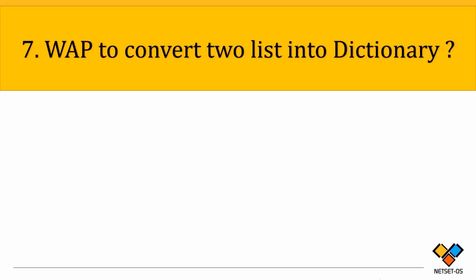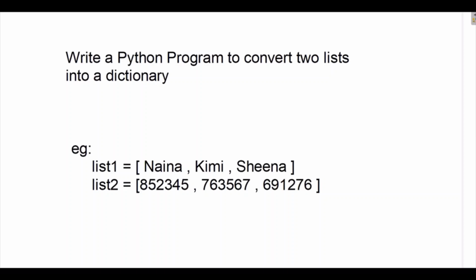Then the next question is, write a Python program to convert two lists into a dictionary as key and value pairs. For example, if we have two lists in which we want to map Nana with this number, Kimi with this, and Sheena with this number respectively.